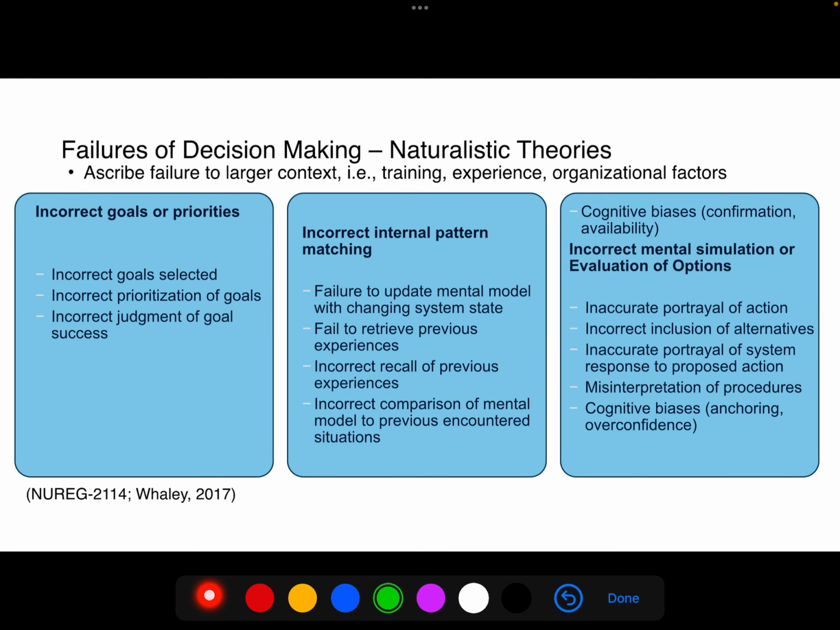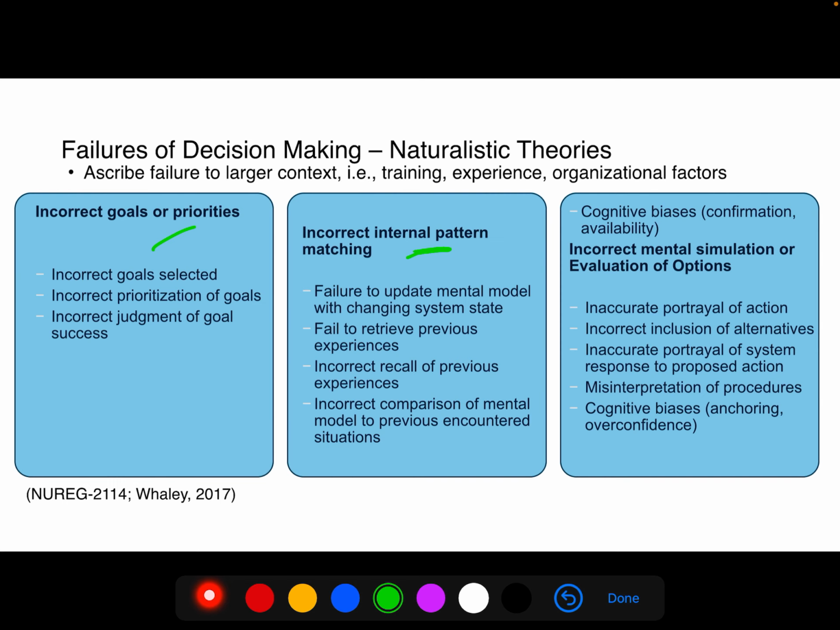What do naturalistic theories say about failures of decision making? So they'll ascribe failure to a larger context, just as they assume decision making at a larger context. So training, experience, organizational factors. You might have incorrect goals. This could be a rule-based issue, right? Similar, internal pattern matching fails. So this is mental model struggles, different things like that.